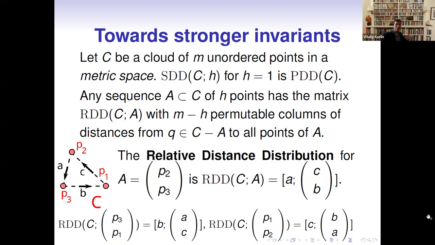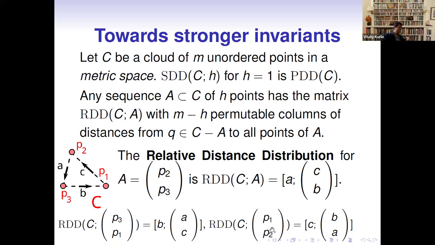No. Well, there is no word invariant here. It's relative distance distribution. The word relative means relative to a subset, to a pair of points. And if you choose a different pair, for example P3, P1, below, then our distribution will be different. It will simply include different values in different positions.